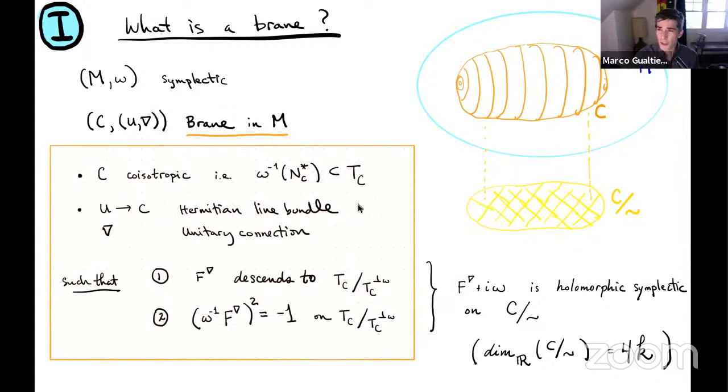This is a very strong condition, because in order for a complex manifold to be holomorphic symplectic, its dimension must be even. But that's a complex dimension. So that means that the real dimension of the leaf space must be 4k. It's a very strong condition, and we cannot expect such branes to exist in great numbers. But if the dimension of the symplectic manifold is 4 or higher, it is possible for these to exist.